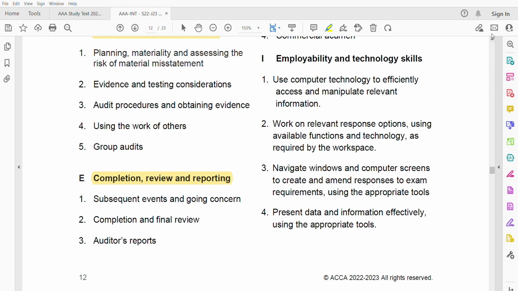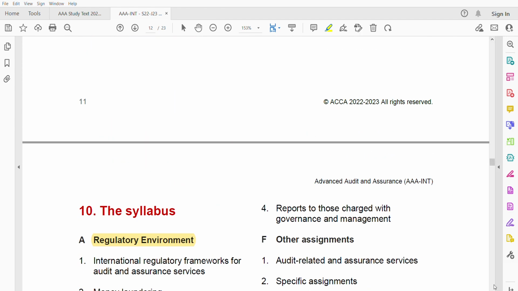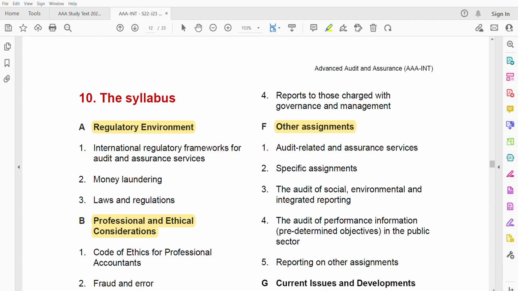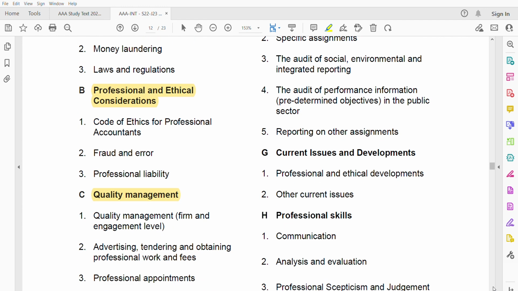Okay, then we are heading on to section F, that is other assignments. Other assignments means other than audit: assurance services, specific assignments, integrated audit on not just financial statements but social, environmental, integrated reporting. Then we have the public sector, then reporting on other assignments. Then we have the last, which is current issues and developments.